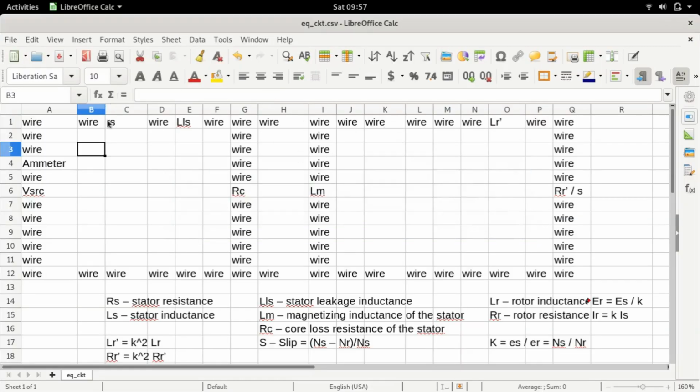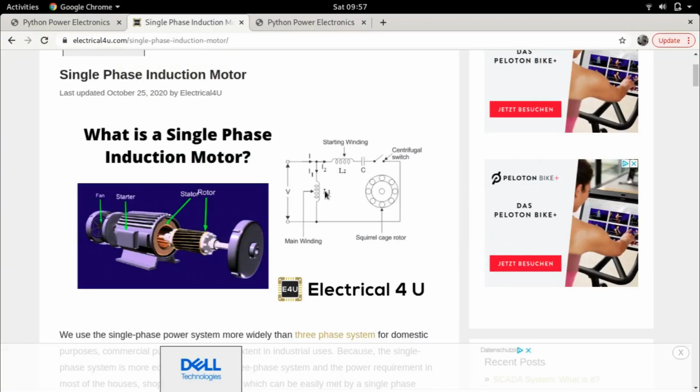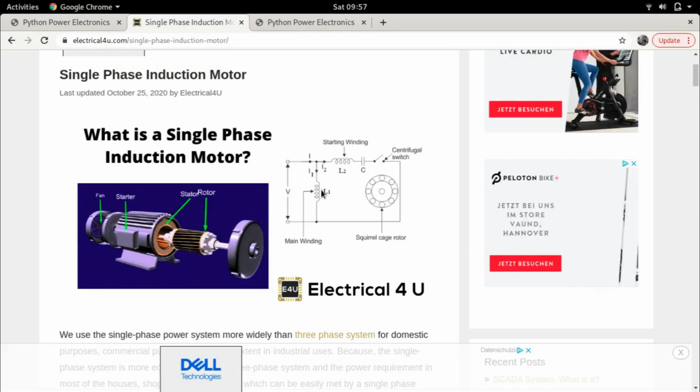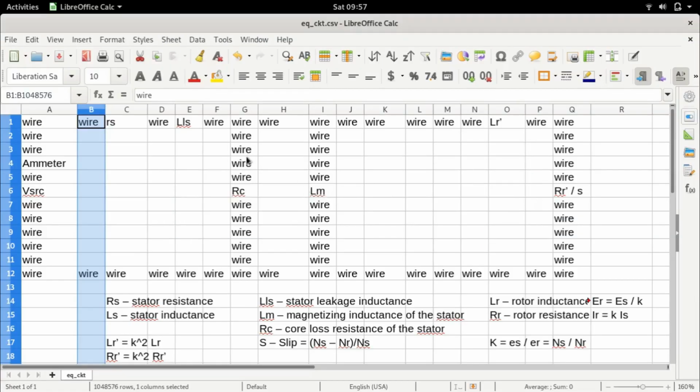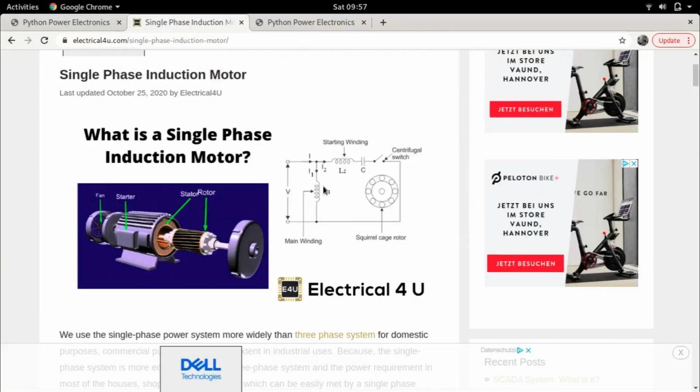In this single phase equivalent circuit, we had said that this is the supply and everything else is this main winding, L1. We are trying to break it up and produce a complete equivalent circuit that we can represent this motor with. First we said that this entire stator can be represented as just one inductance, which is how it has been done here as well.